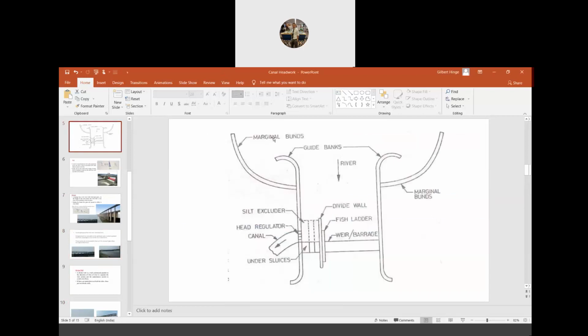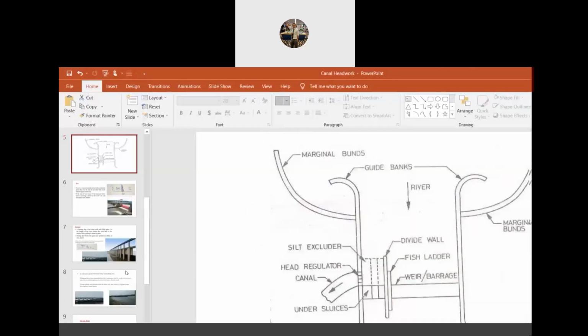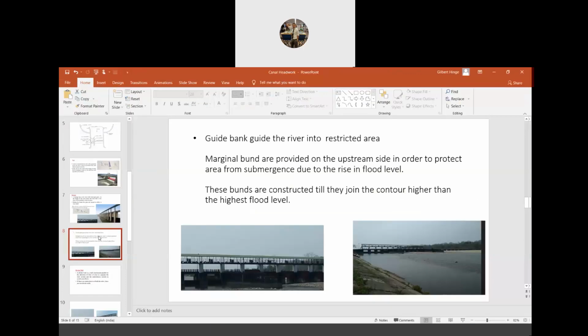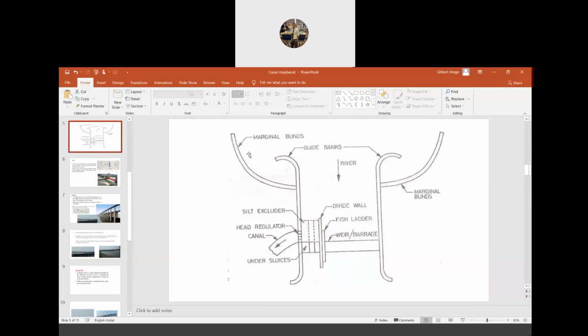The next one we'll see is the guide bank and the marginal bunds. Guide banks are constructed in order to guide the river into a restricted area. If we do not provide these guide banks, then the water will flow somewhere here, somewhere here. So we need to guide the river to flow into a restricted path so that we can raise the water level, right? We narrow down the width of the river so that the flow will be more, and then only we can raise the level of water. That's the role of the guide bank.